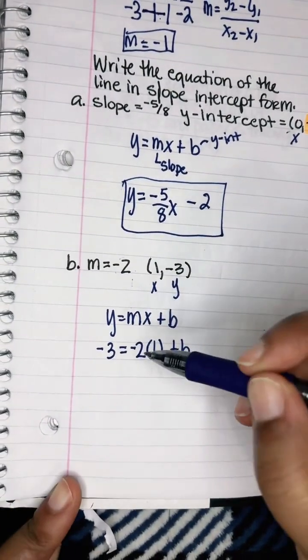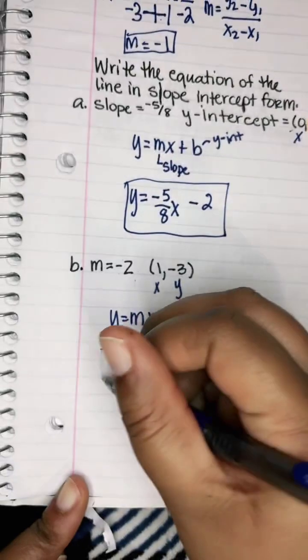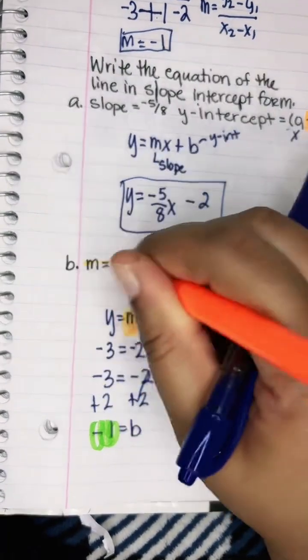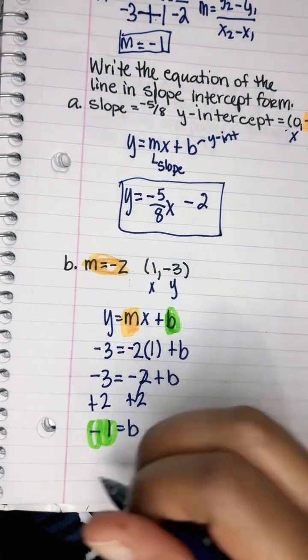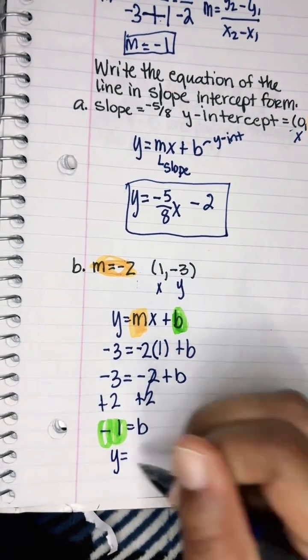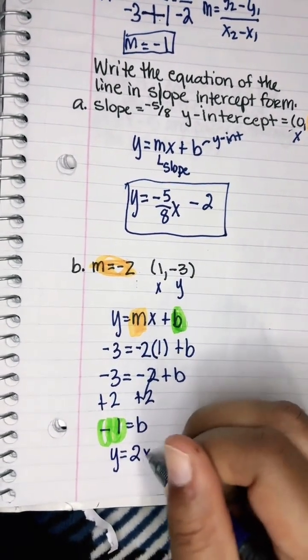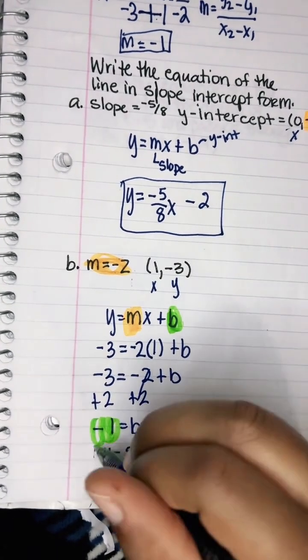Okay, so now we're going to multiply this. Our m, right, which is right here, we can write an equation. We can write y equals 2x minus 1.